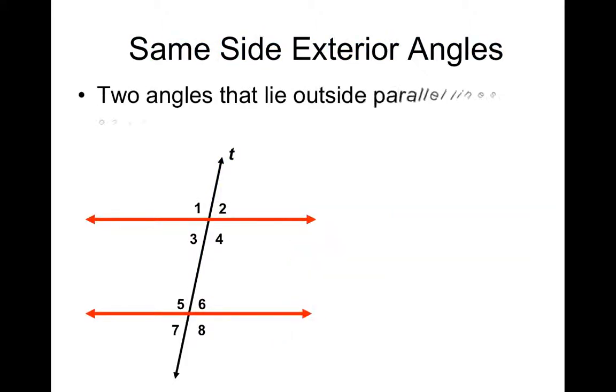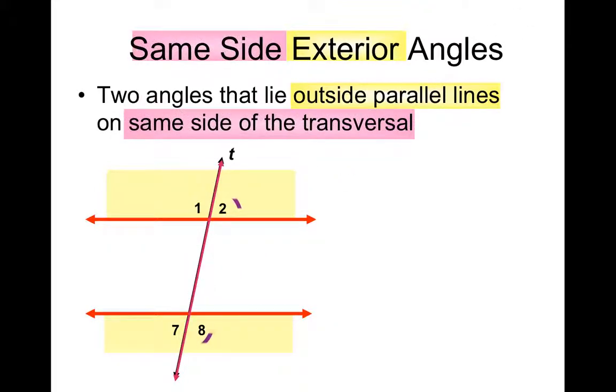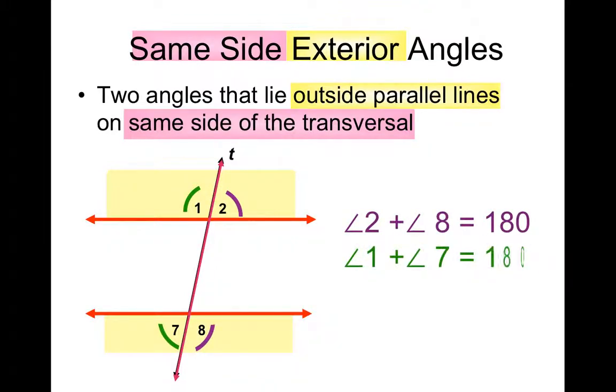Final kind of angle pair we're going to talk about is same side exterior angles. Those are two angles that lie outside parallel lines on the same side of the transversal. So for example, 2 and 8, or 1 and 7. And these are supplementary angles. So 2 and 8 have a sum of 180, and the measure of angle 1 and the measure of angle 7 together make 180 degrees.